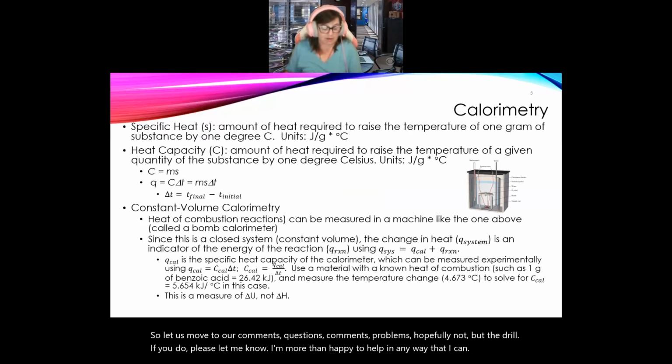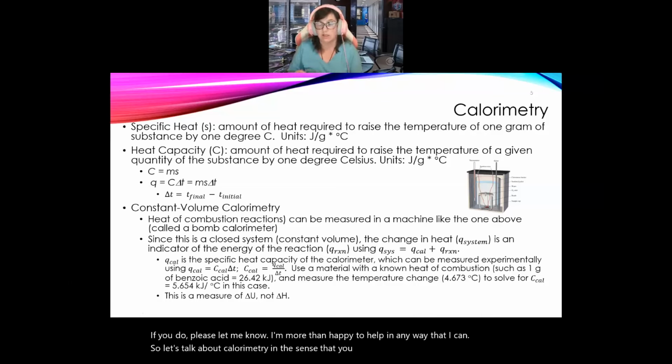So we need to talk about calorimetry in the sense that you guys are expected to do this in the laboratory. It's one of the things that you are expected to do for the lab. Calorimetry is a way for us to look at how much energy is transferred while doing a particular thing. So we can talk about the specific heat. That's the amount of heat required to raise the temperature of 1 gram of substance by 1 degree. We can talk about the heat capacity, which is the amount of heat required to raise the temperature of a given quantity of the substance by 1 degree.